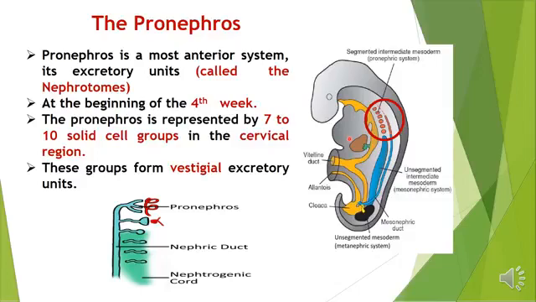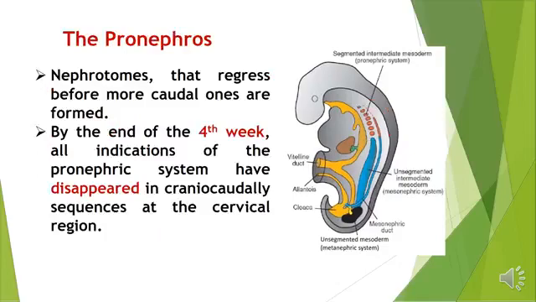Initially, the pronephros. The pronephros is the most anterior system. Its excretory units are called nephrotomes, beginning at the 4th week in the cervical region, represented by 7 to 10 solid cell groups. These groups form vestigial excretory units. A nephrotome regresses before more caudal ones are formed. At the end of the 4th week, all indications of the pronephric system have disappeared in a craniocaudal sequence at the cervical region. You can see.